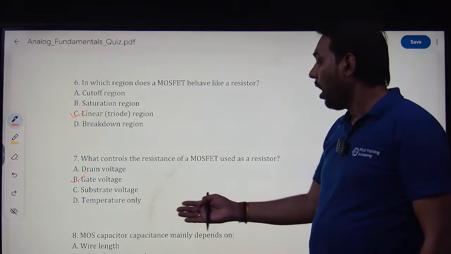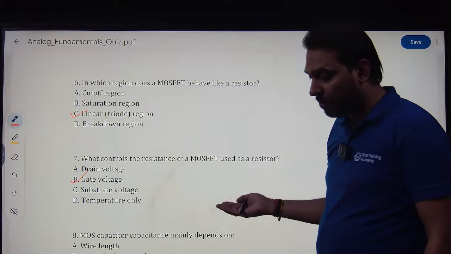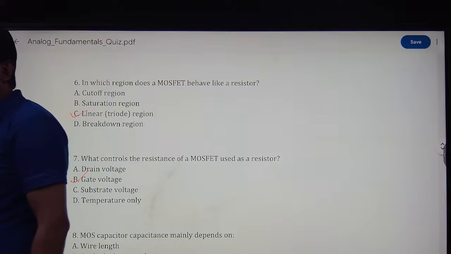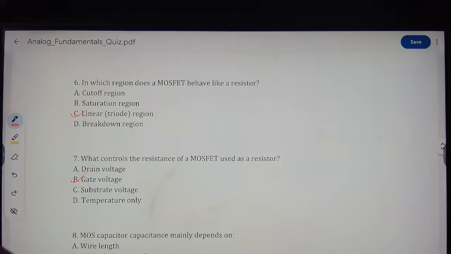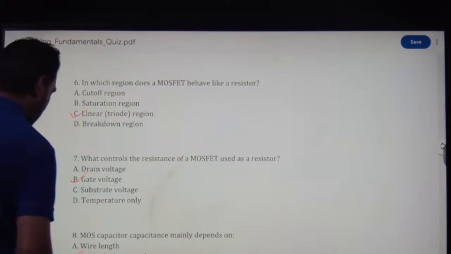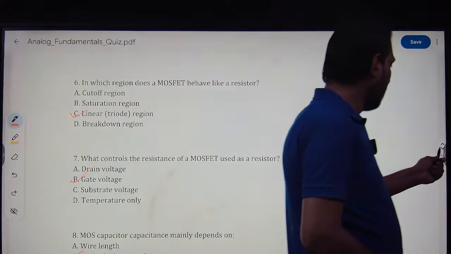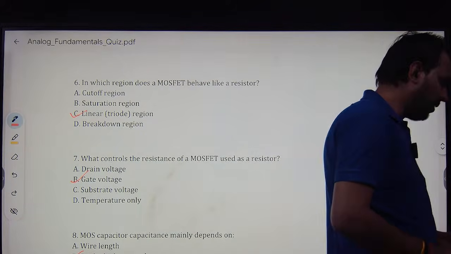So the MOS capacitor mainly depends on area, and the second one depends on the dielectric. Okay, the oxide thickness and area. So this was your right answer, that eighth one. Let's talk about ninth and tenth.